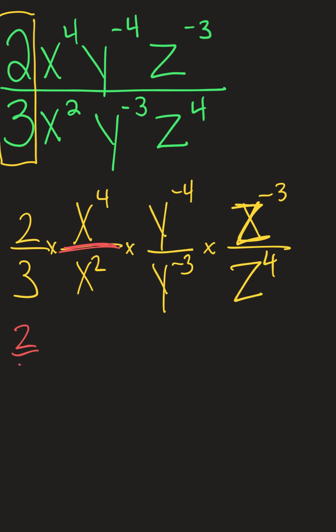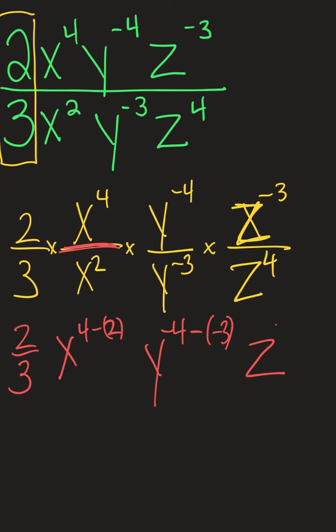My 2/3 I'm just going to bring down so I don't forget about it in my answer. I have x to the 4 minus 2 because it's exponent rule. I have y to the negative 4 minus negative 3. Be careful when you're subtracting to use parentheses so you don't miss any negatives, because that will change the answer. And I have z to the negative third minus 4.